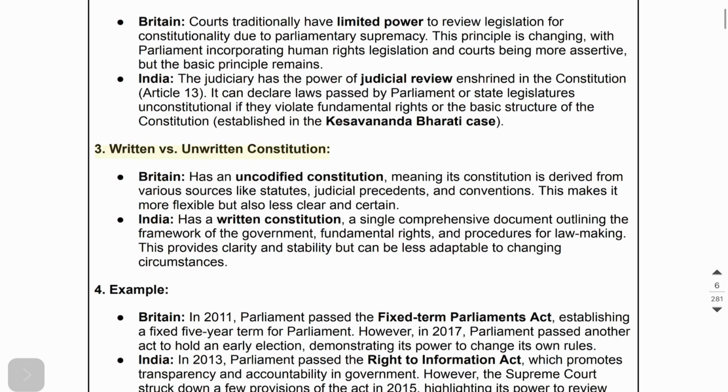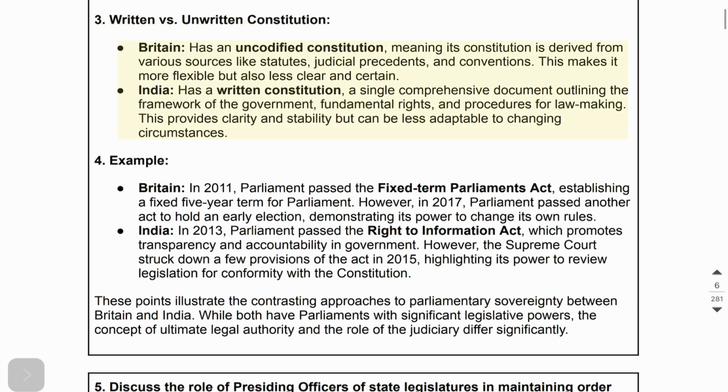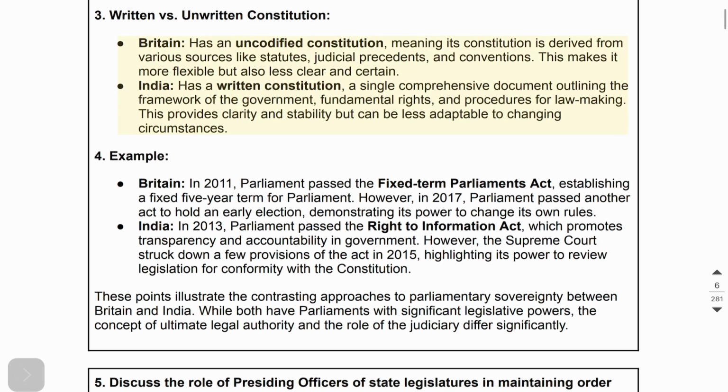3. Written versus unwritten constitution. Britain has an uncodified constitution, meaning its constitution is derived from various sources like statutes, judicial precedents, and conventions. This makes it more flexible but also less clear and certain.